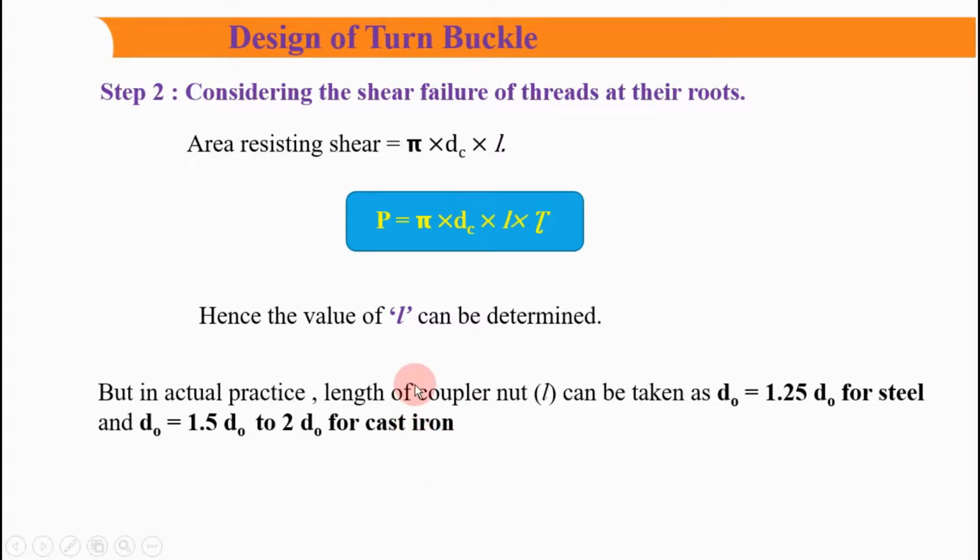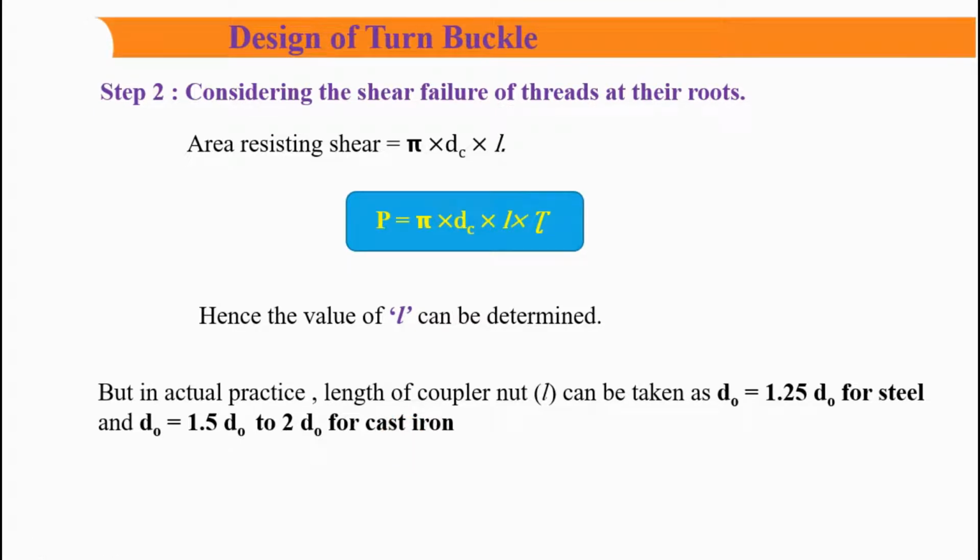So all these factors, or all these assumptions, we are going to clear in the numerical video, don't worry. This is step number 2. In this step we have calculated the length of the coupler nut, and we need to change the dimension according to the standard empirical relation for steel and cast iron. How and why it is done, we are going to see in the design numerical video.